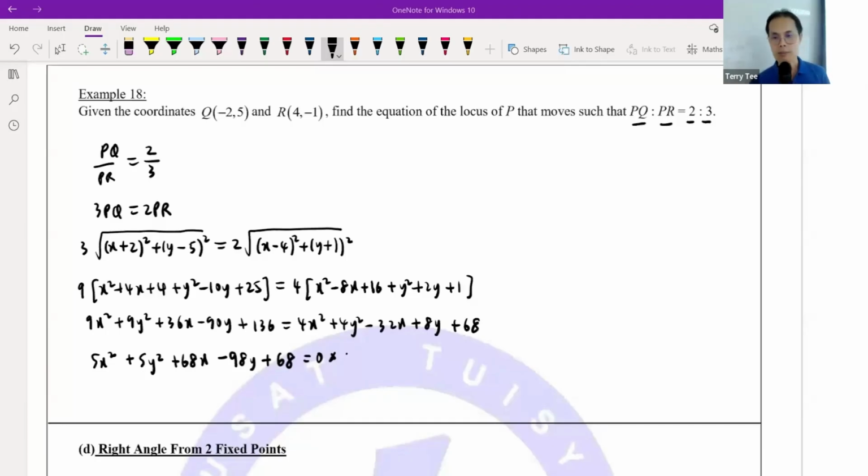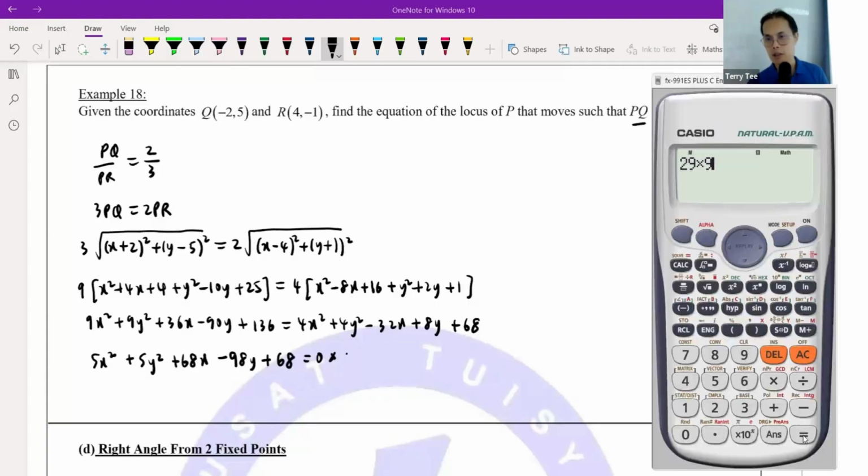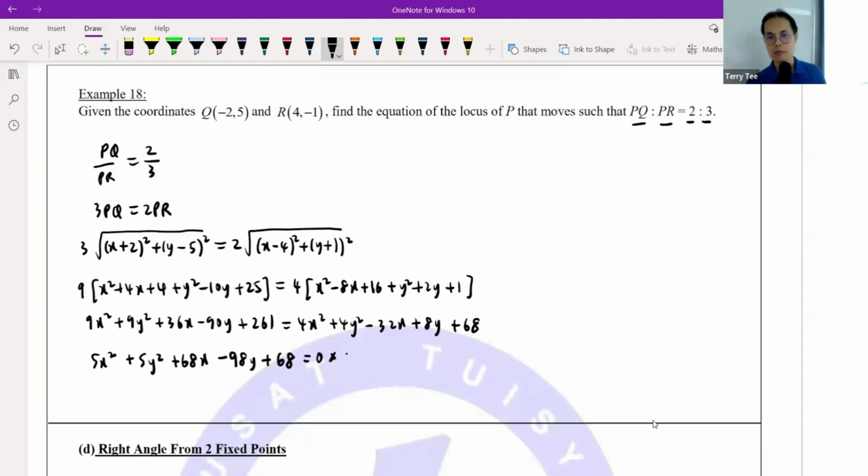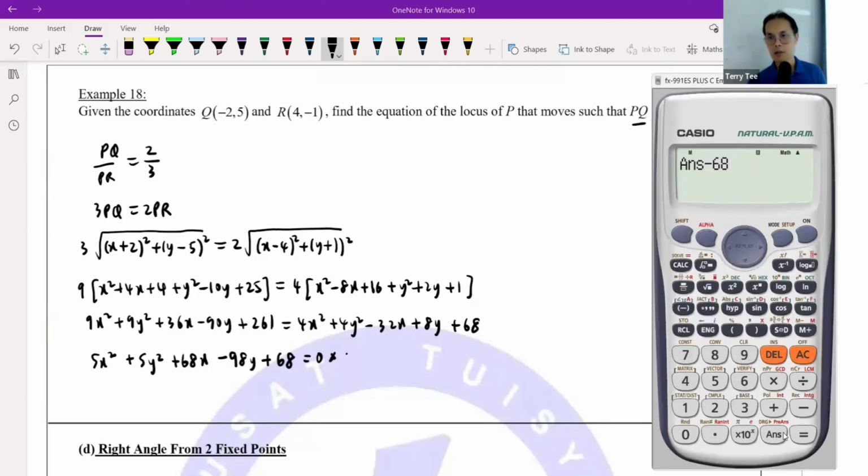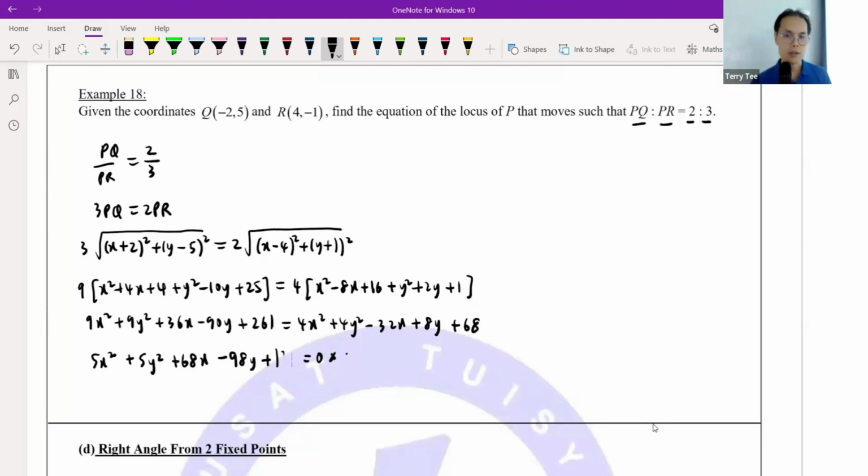This one is 29 times 9. I made a mistake. It's 261. 261 minus 68 is 193. This is 193. Sorry for the error.